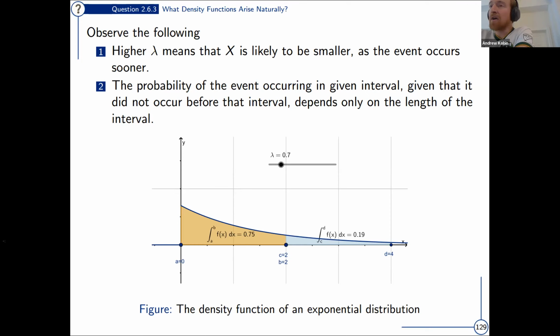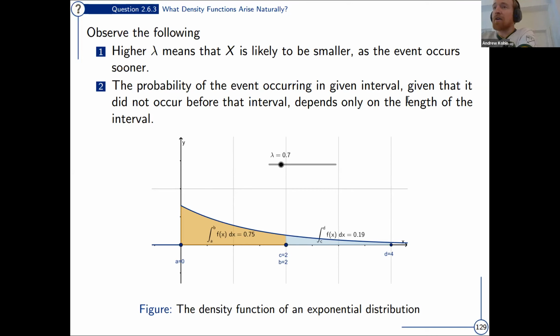If my alarm on my phone goes off instead of 3 times per hour, 6 times per hour, then it's more likely that I don't have to wait as long. So the x variable, the outcome of how long I have to wait, is smaller on average, as the event is expected to occur sooner during that time interval.